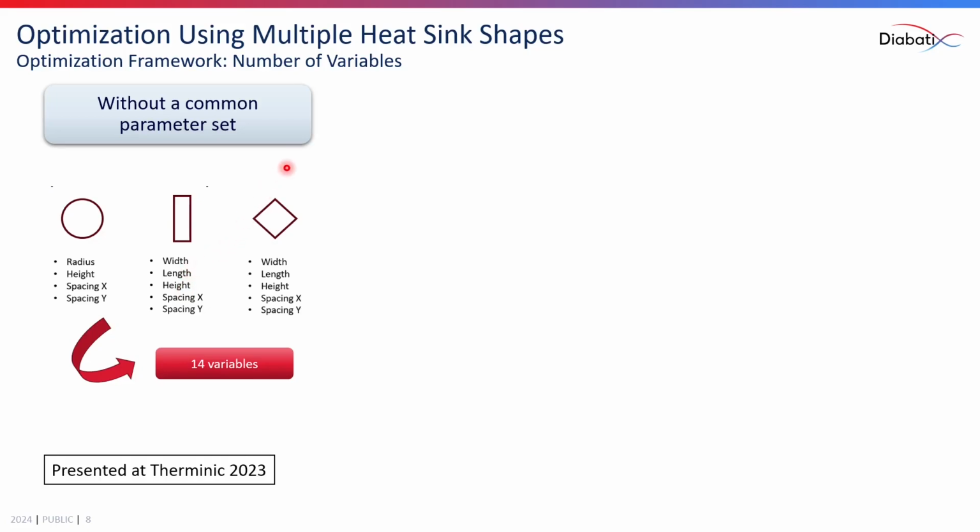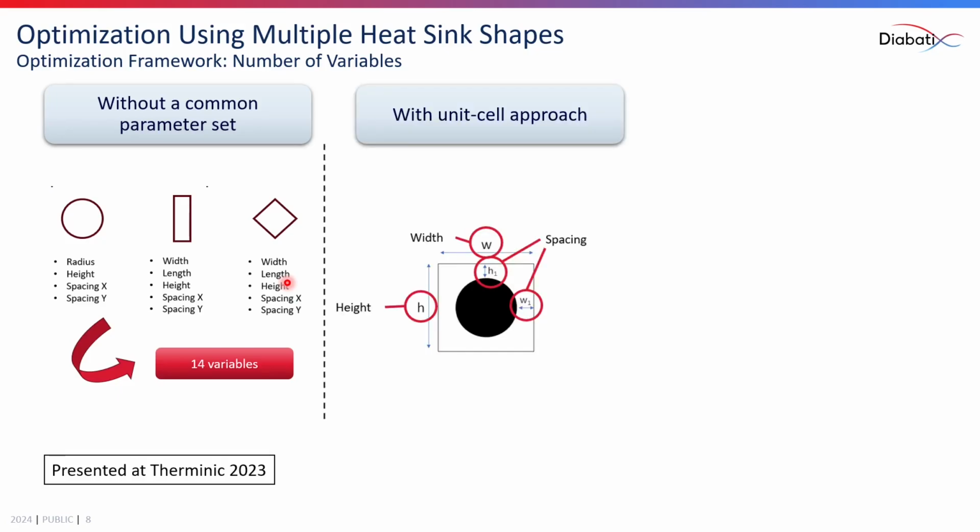As I have shown you in the previous slide, with different shapes, there are already different number of variables associated with them to do the optimization for. But with the unique unit cell approach that we have developed at Diabatix, the entire problem statement can be translated into 6 or 7 different variables.